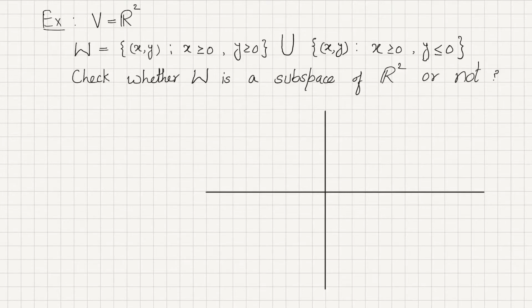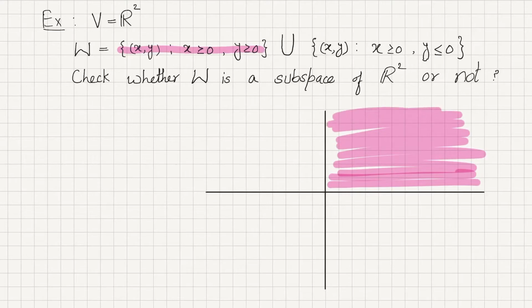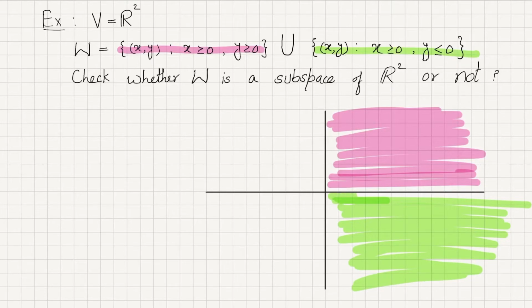First let us see it graphically, then we will also do it theoretically. We can identify it here. If this is our first quadrant, and the second subset is denoted by this, then this is the whole fourth quadrant and the whole first quadrant. We have to check whether this portion forms a subspace of R2 or not.